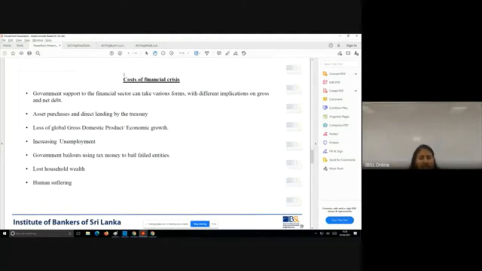Now, when our central bank buys the treasury bill, let's say banks have treasury bills. The central bank says, look here, I'm willing to buy that treasury bill from you. Then what happens? Treasury bill goes to the central bank. The central bank will pay you money. That money is new liquidity injected to the system.